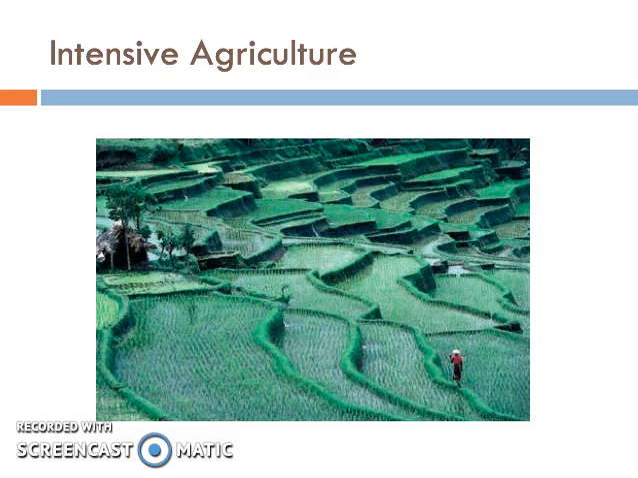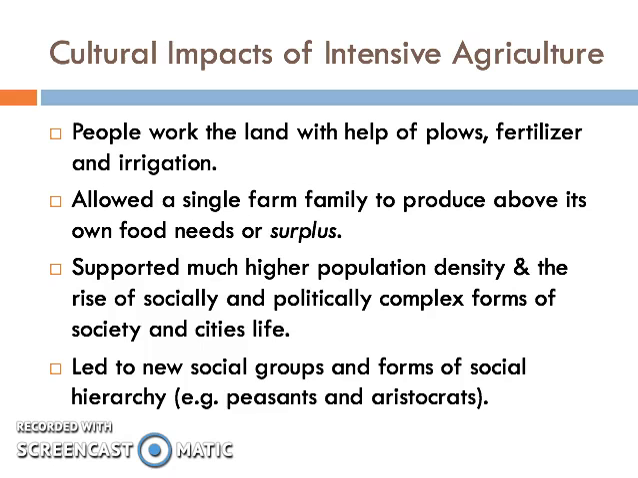Such investments include fertilization, generally with dung or livestock, crop rotation, careful weeding, turning the soil prior to planting, pest management, and composting. Cultural impacts of intensive agriculture include the following. People work the land with the help of plows, fertilizer, and irrigation.